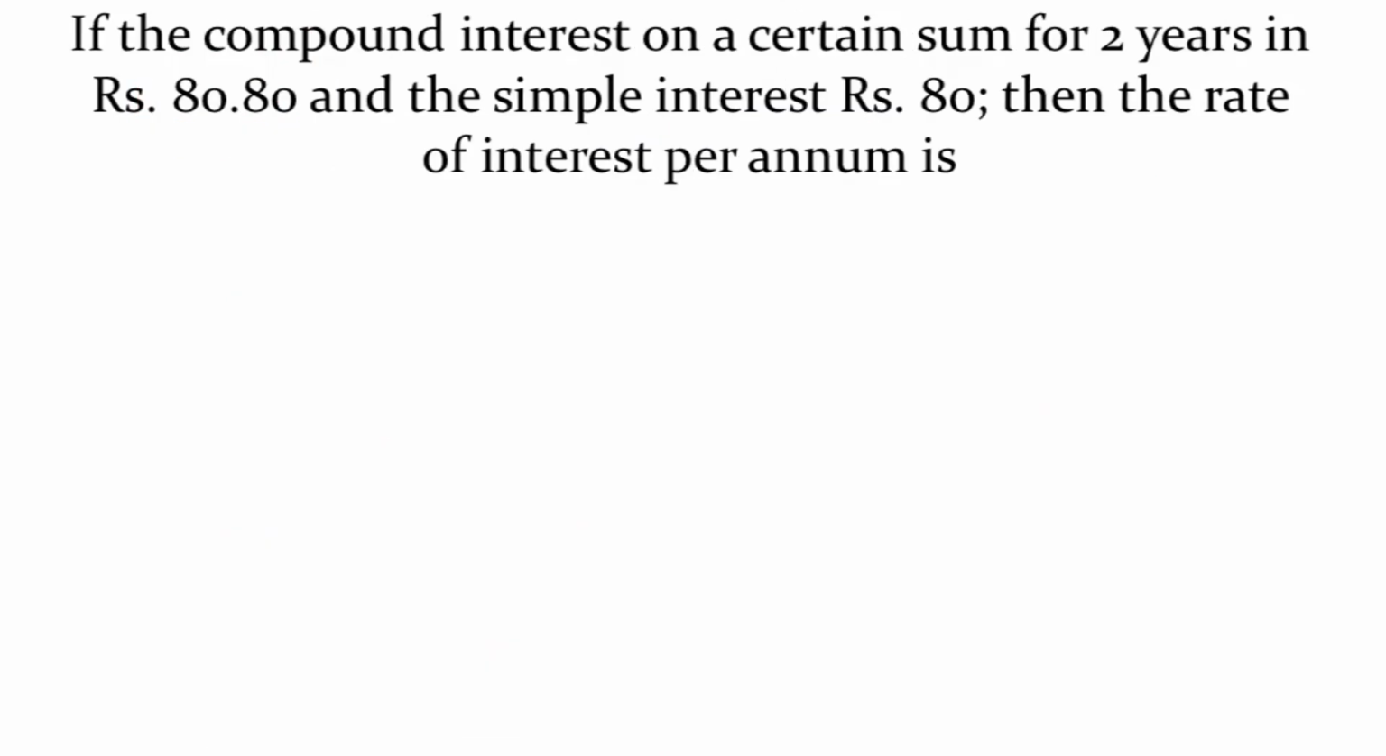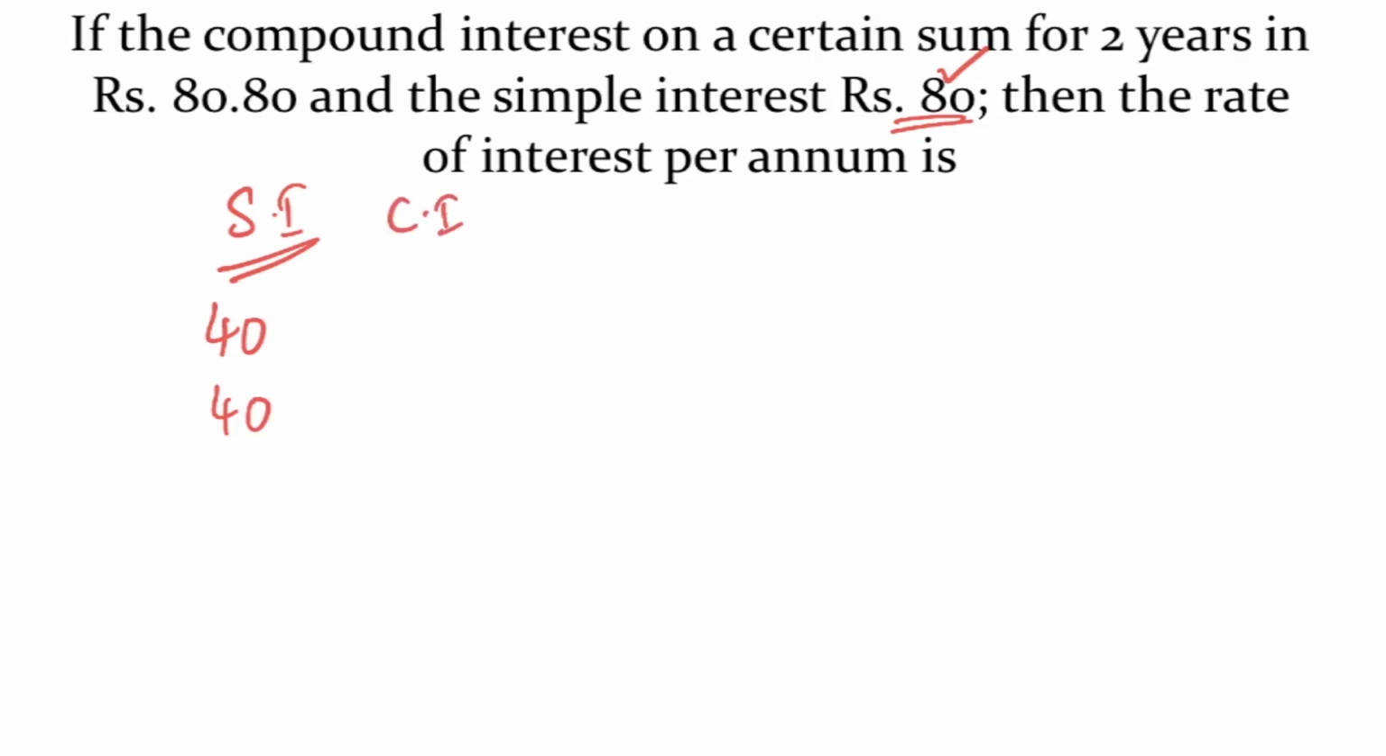If the compound interest on a certain sum for 2 years is 80 rupees 80 paise and simple interest is 80 rupees, find the rate of interest per annum. Compound interest is 80 rupees 80 paise, simple interest is 80 rupees. We know that simple interest is equal throughout the duration, whether it is 2 years or 3 years or 4 years, each year interest is same. So if for 2 years you are paying 80 rupees, for first year you are paying 40, second year you are paying 40.